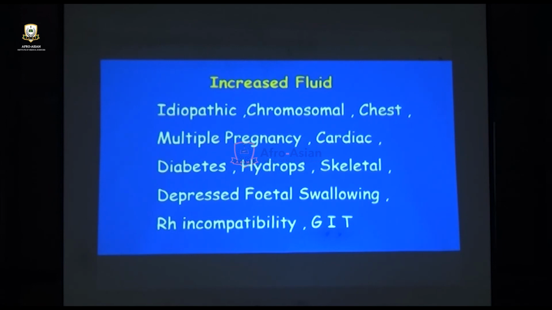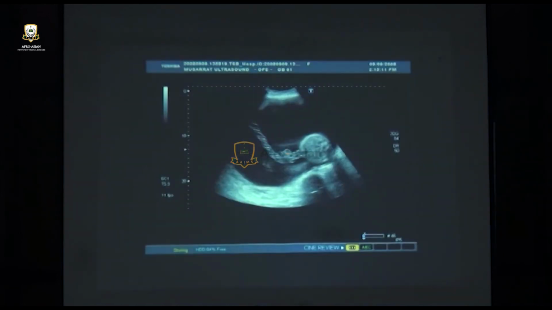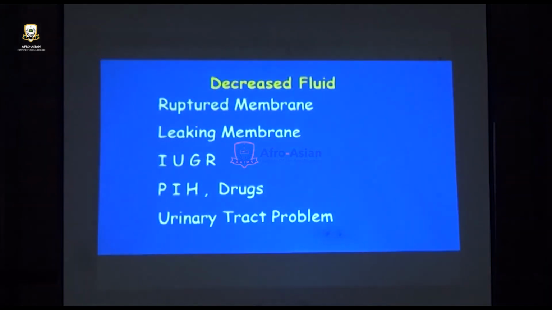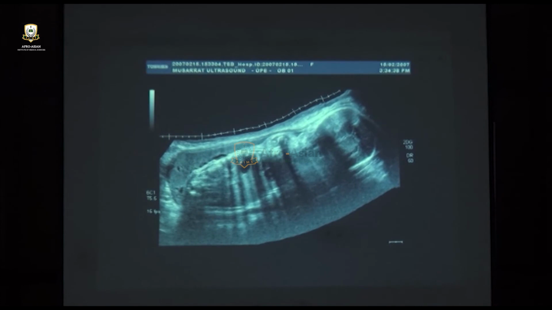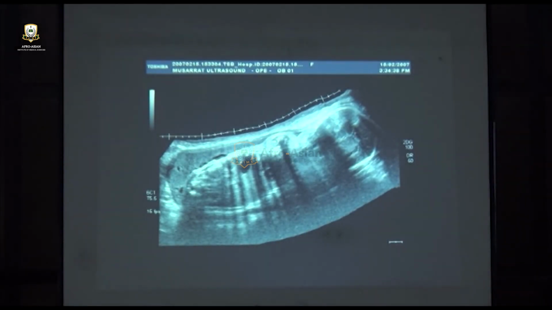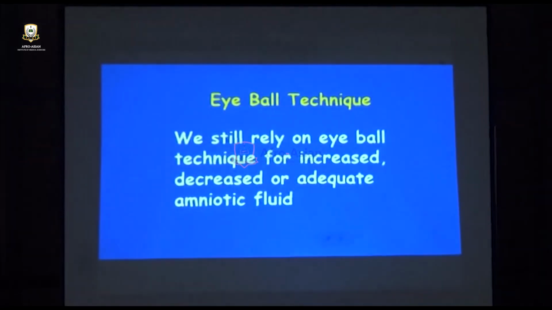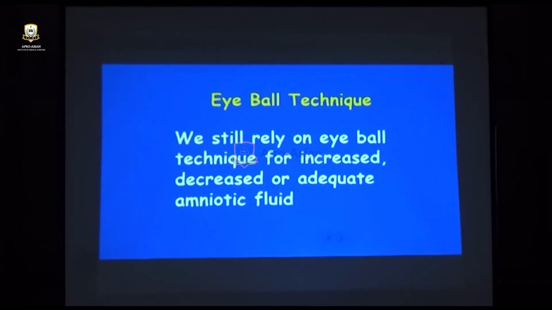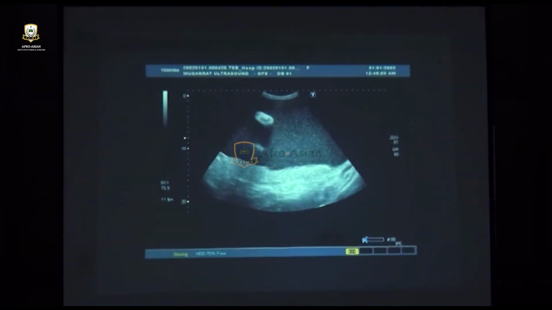Increased amniotic fluid, why you want to make that diagnosis? Because you have so many problems to diagnose, and always bring your color Doppler in to really see which one is the cord and which one is the fluid. Decreased fluid: ruptured membrane, leaking membrane, IUGR, PIH, drugs, urinary tract. And this is a panoramic view to tell us that there is no amniotic fluid, because you can pick up the entire fetus along with all the structures. That's why before 18 weeks of pregnancy, I would still go for eyeballing technique for increased or decreased or adequate amniotic fluid.